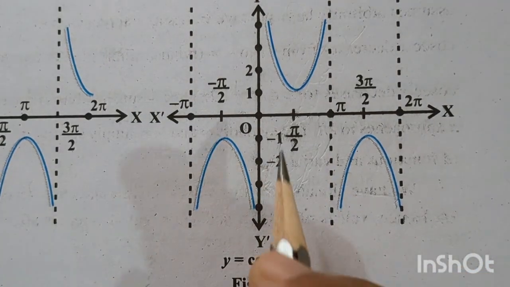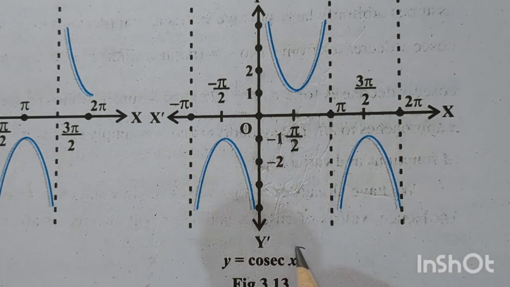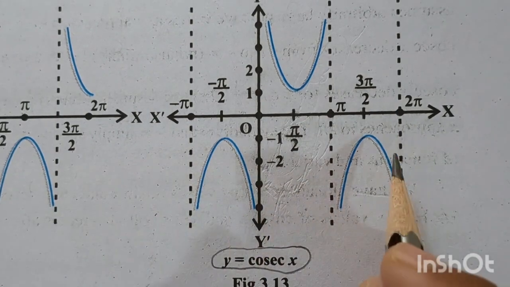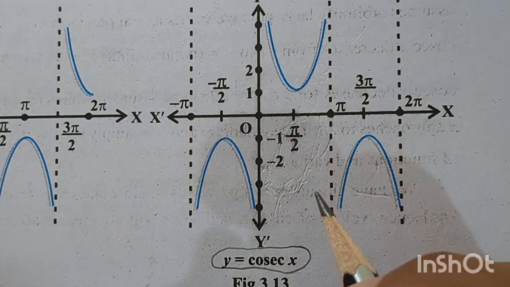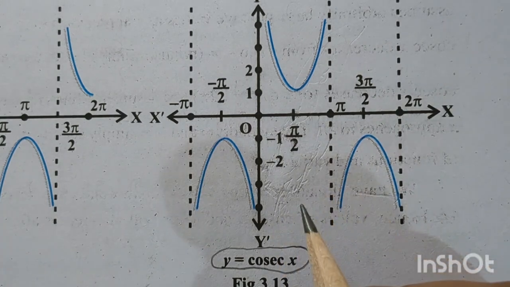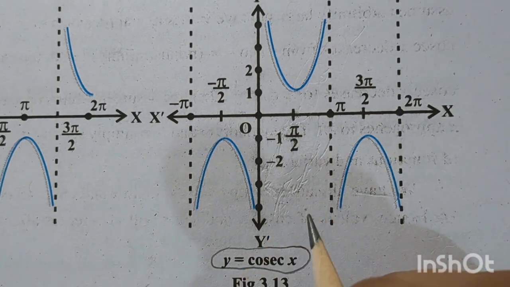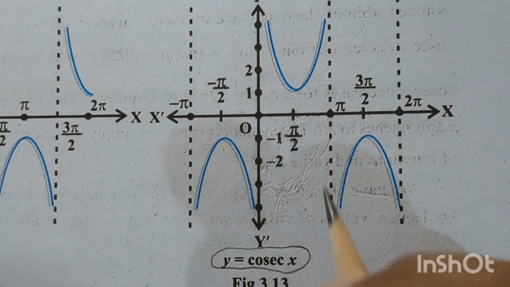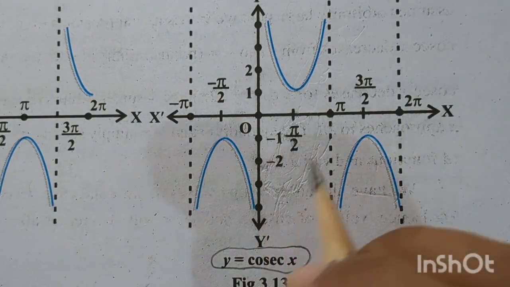And you see, this is the nature of the graph for the trigonometric function y is equal to cosec x. Cosec x is the reciprocal of sin x. So the values of cosec x also will repeat after an interval of 2 pi, because the values of sin x repeat after an interval of 2 pi. So cosec x also will be like that.